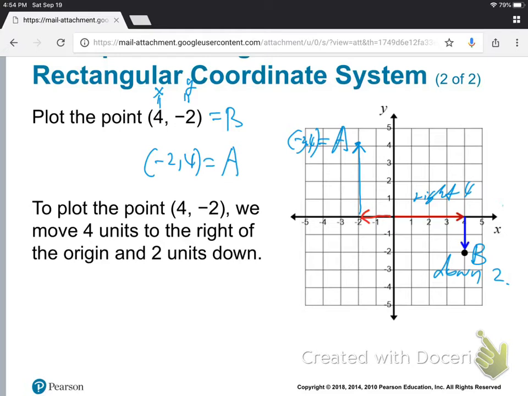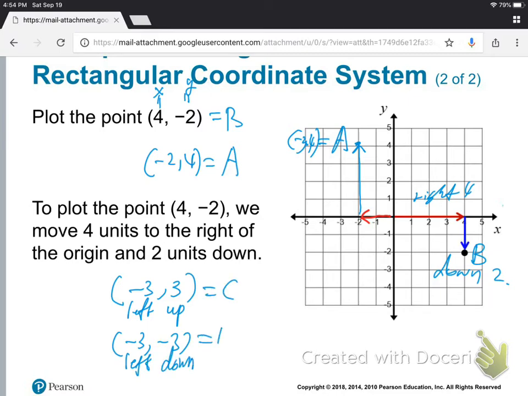Let's put more points here. Where is negative 3, 3? First we go left 3 and then up 3. Where is negative 3, negative 3? We go left 3 and then down 3. So this is our C and this is our D. C is left 3, up 3. And D is left 3 and then down 3. So that's the basic idea of a point in the plane.